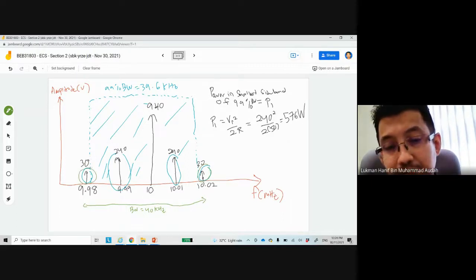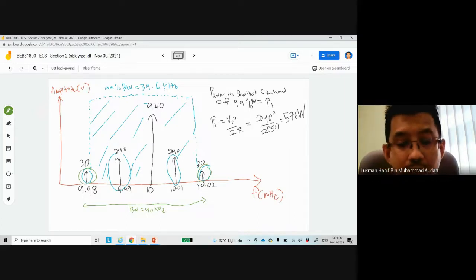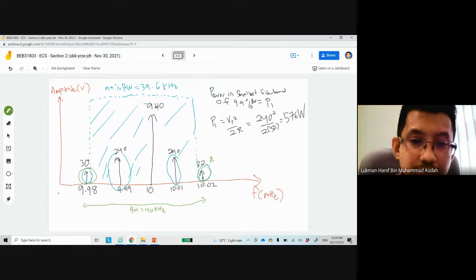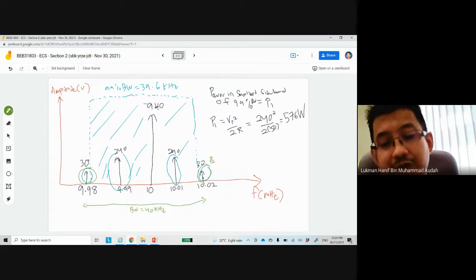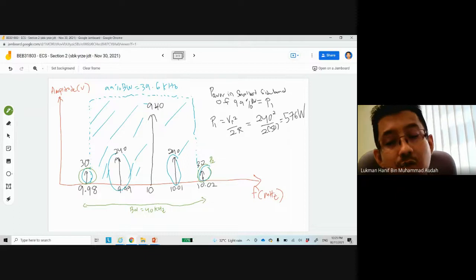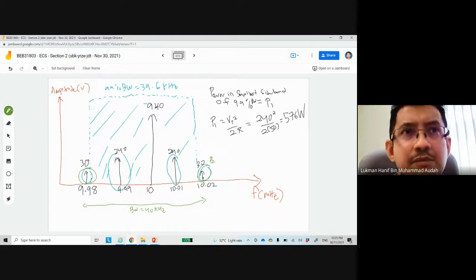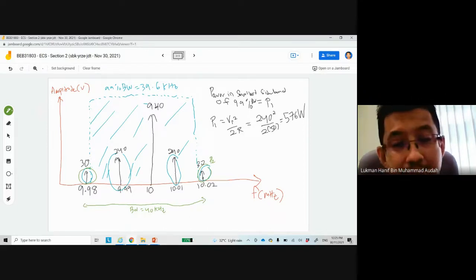Okay, terbesar. So, kalau dia merujuk kepada keseluruhan bandwidth, yang paling kecil adalah P2. Okay, so P2 adalah V2 square over 2R. That one is we consider the whole bandwidth. Okay, so for your information, this kind of question has come out in the previous final exam.